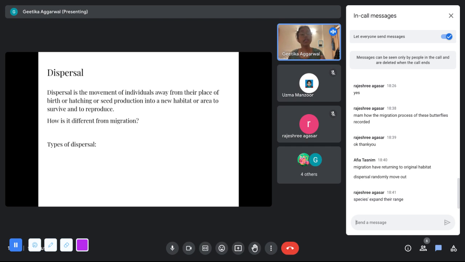It's a particular tree which is in full bloom, and there are so many flowers, and protecting that tree as a territory would actually be useful to that particular individual, because it is going to attract mates for it, and it can hoard that entire resource for itself. And how is it different from migration? As Afia said, migration is seasonal, but dispersal is only going to happen once. So what are the three different types of dispersals?